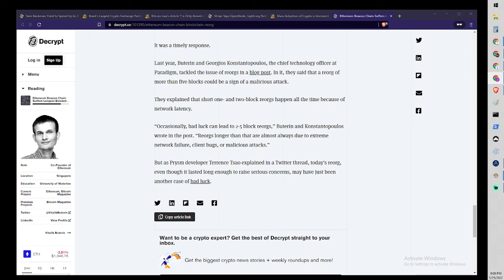Occasionally, bad luck can lead to 2 to 5 block reorgs. Buterin and Konstantinopoulos wrote in a post, reorgs longer than that are almost always due to extreme network failures, client bugs, or malicious attacks. But as Prysm developer Terence Sau explained in a Twitter thread, today's reorg, even though it lasted long enough to raise serious concern, may have just been another case of bad luck.